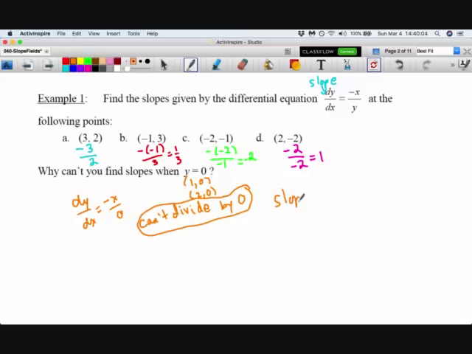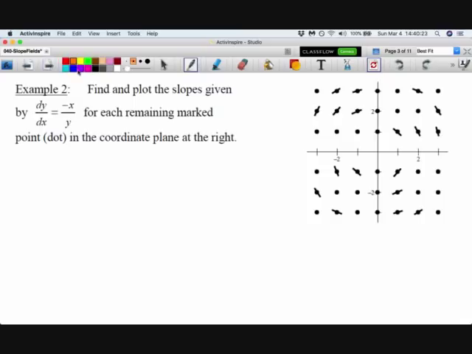Slopes undefined. You wouldn't be able to actually interpret what that slope would mean. So we're just not going to do it. Which brings us to our fun little drawing activity of today.